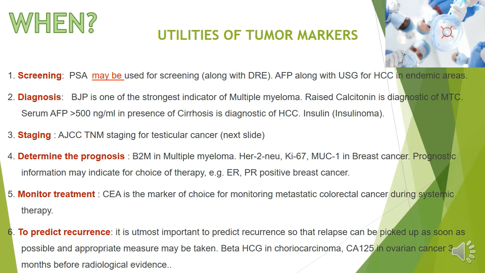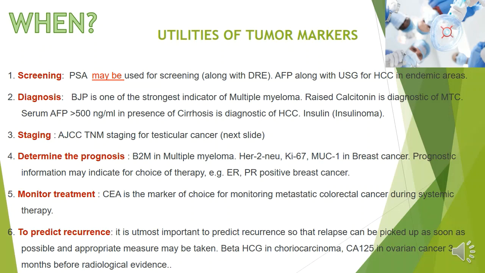with other investigations. But there are some tumor markers which can be used for diagnostic utility, like BJP, calcitonin, etc. Calcitonin for medullary thyroid carcinoma. Serum AFP, if it is more than 500, usually signifies the presence of cirrhosis. In the presence of cirrhosis, you have to do a USG also. In the presence of cirrhosis, it is diagnosed as hepatocellular carcinoma, right?